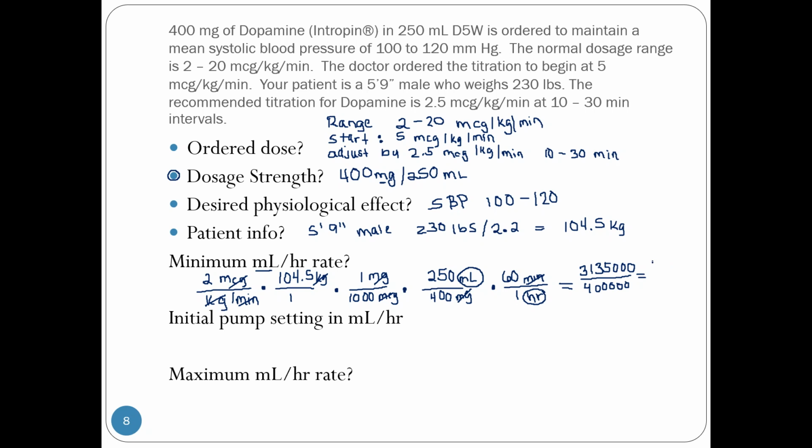And I get 7.8375. So I have to think through how to round. This answer is in milliliters per hour. Milliliters per hour are always rounded off to tenths. So 7.8 milliliters per hour.